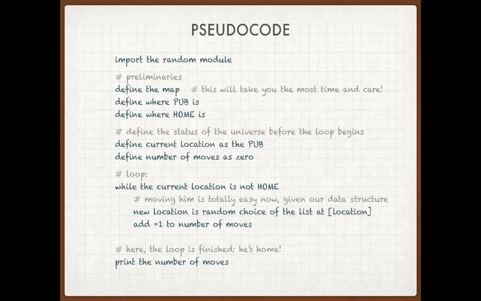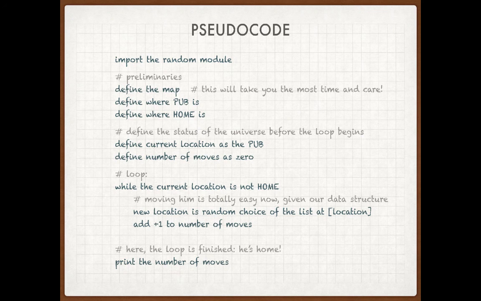Now inside the loop, the other thing I always need to do is increment the total number of moves that he's made. Once I increment the number of moves, the loop flips back up to the top, and it checks to see if he is now currently at home. If he's not, we repeat. If he is, then the Boolean test of that loop fails, and we fall through to the bottom where we print the number of moves.